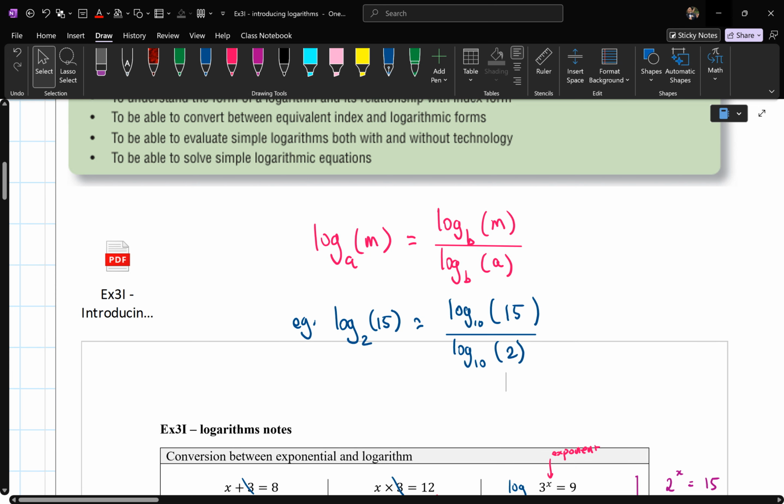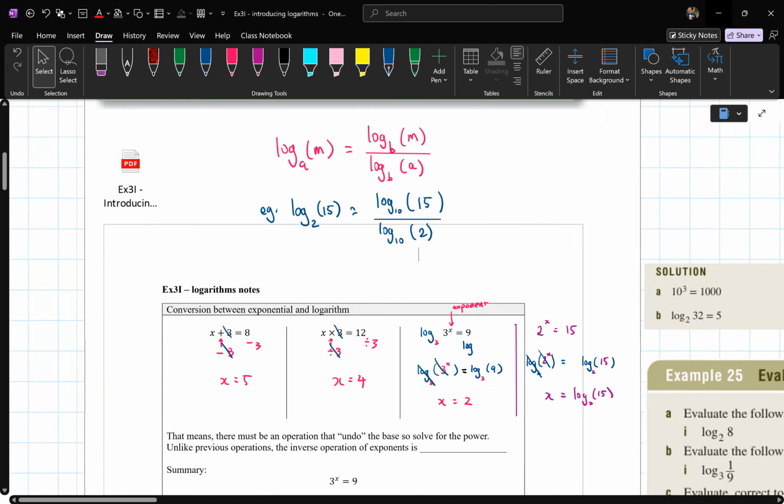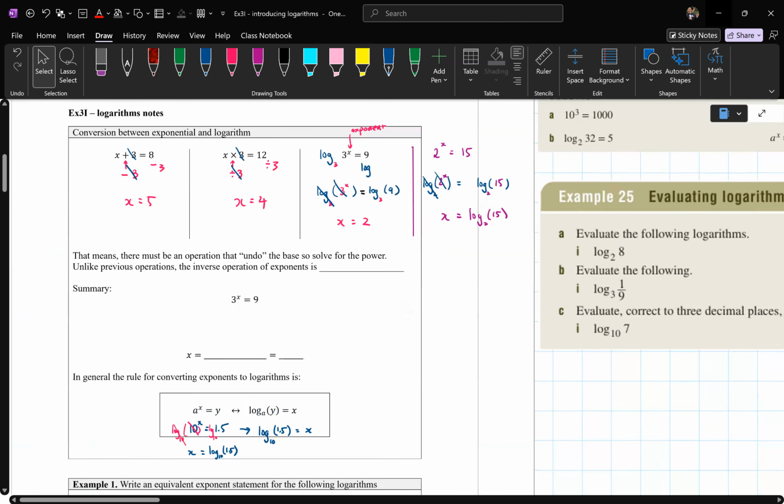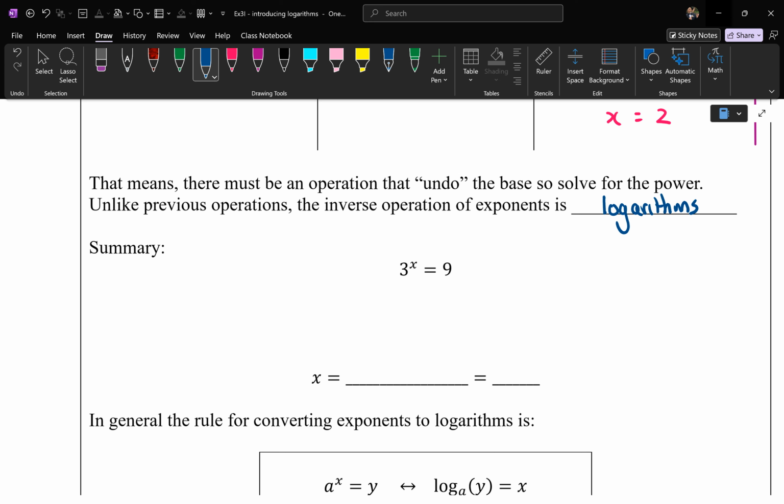Okay, but today's lesson, I'm just trying to teach you how to interpret logs. So let's go down. Let's fill in some notes here. So that means there must be an operation to undo, and that is called logarithms. Okay, so opposite of multiplication is division. Then the opposite of exponents is logarithms.